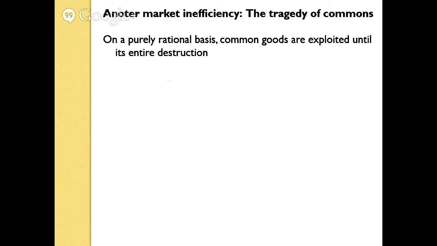This is something which is quite known since a century ago, and it was brought back to actuality in 1968. So it means some 40 years ago. So the tragedy of commons, what does it mean? That on a purely rational basis, just applying market rules, the most rational exploitation of common goods, goods which are nobody's goods, are everyone's goods in some sense, is to get exploited until their entire destruction, because nobody owns them. I'm going to explain why.